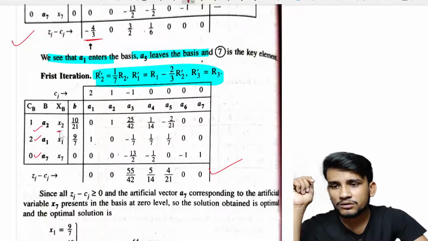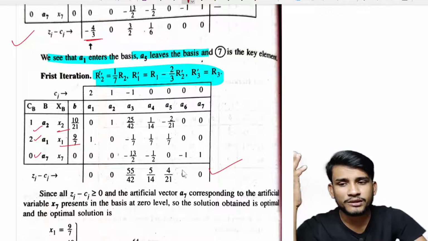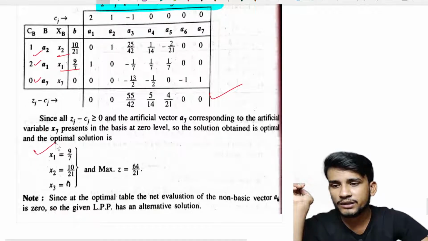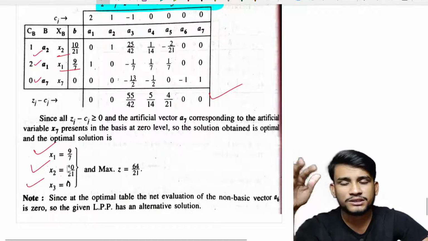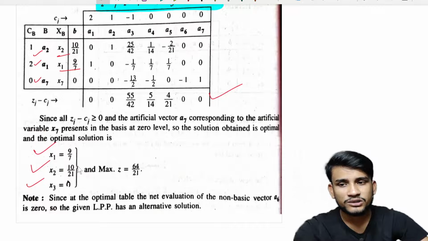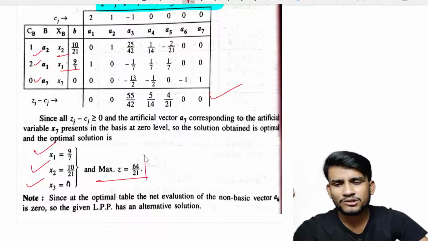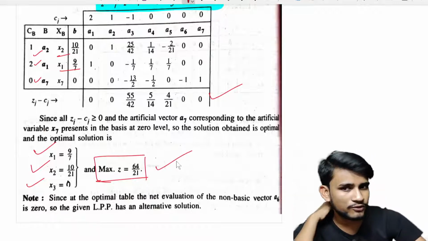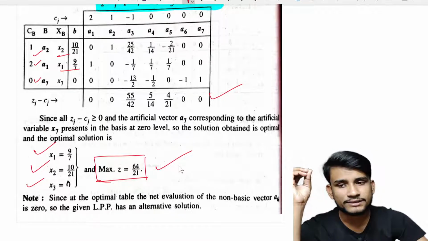So the optimal solution is x2 equal to 10 by 21, x1 equal to 9 by 7, x3 equal to 0, and all the other variables are 0. These are the original decision variables given in the question. The maximum value of z is obtained by putting the values of x1, x2, x3 in the objective function which has to be maximized. The answer is 64 by 21. I think you understand this question.